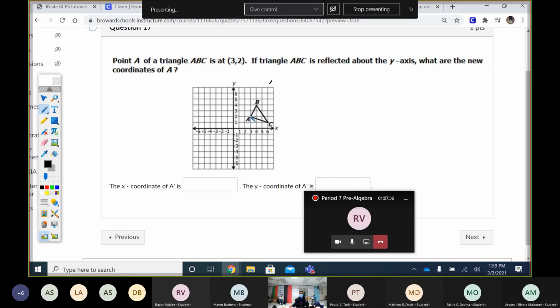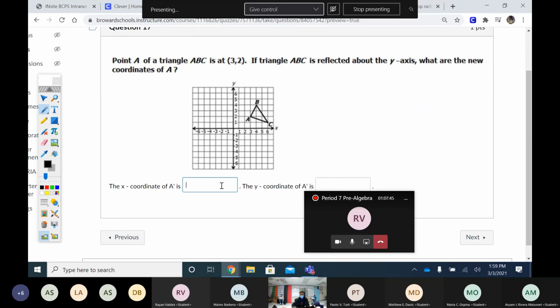Okay, so how many times does it take to get to the y? 1, 2, 3. What coordinate is that? A. -3, 2. Oh my god, yay!